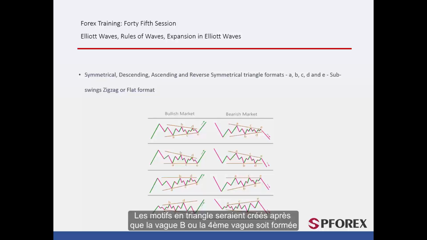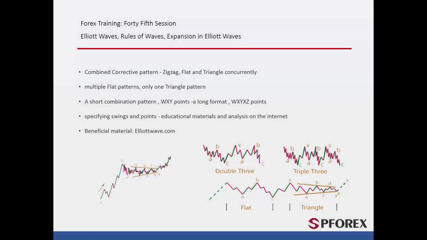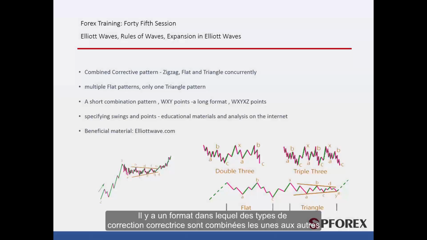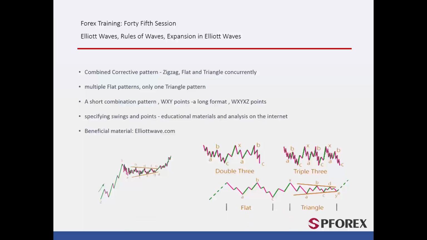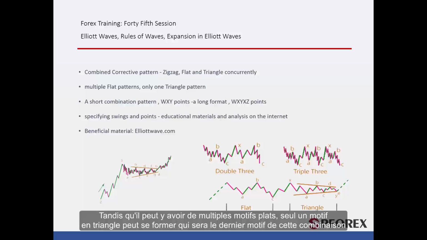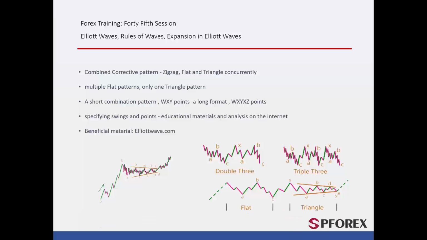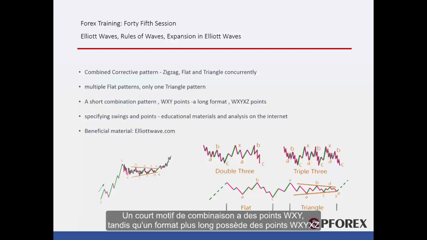Triangle patterns would be created after B or the fourth wave is formed. The triangle format may have 9 swings. Thus, the trend will form after a longer time. There is a format in which some corrective swing types are combined with each other. The combination can consist of zigzag, flat, and triangle concurrently. While there can be multiple flat patterns, only one triangle pattern can form, which will be the last pattern of this combination. A short combination pattern has WXY points, while a longer format has WXYZ points.